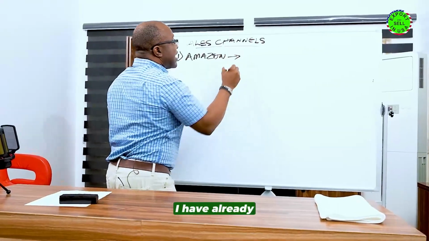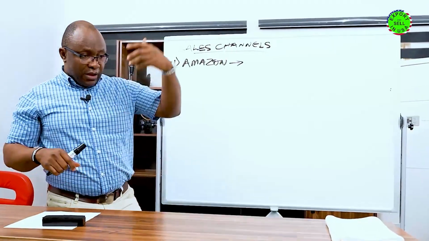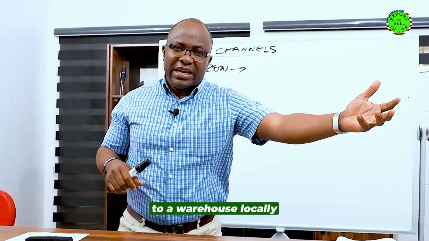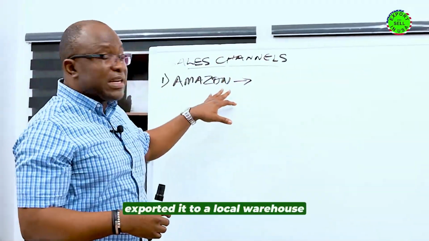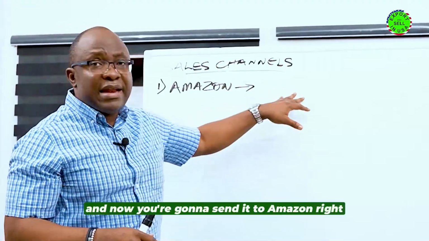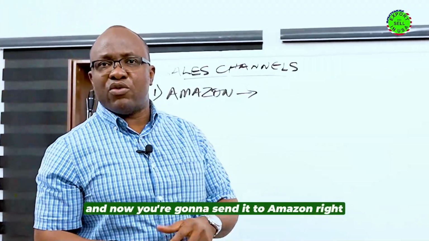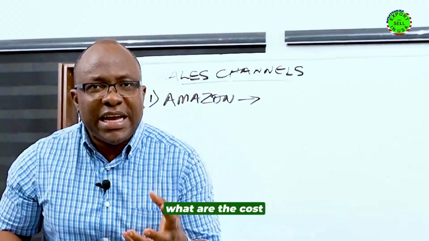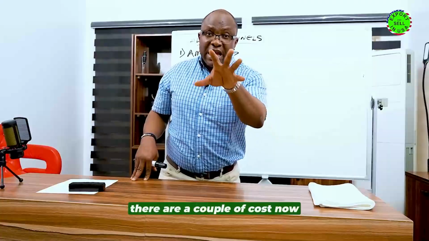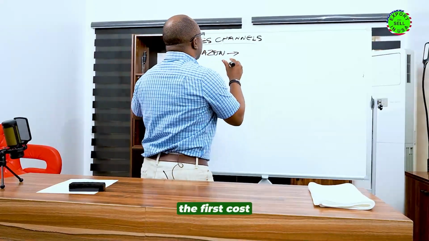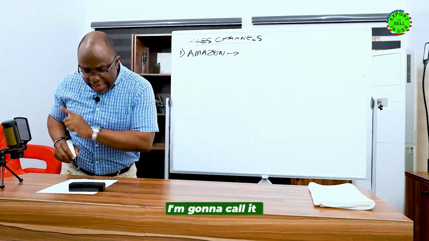Remember, I have already exported these products to a warehouse locally. Like I said, we help you do all this warehousing. You've already exported it to a local warehouse, and now you're going to send it to Amazon, right? What are the costs involved in getting those things to Amazon? There are a couple of costs. Now, the first cost, I'm going to call it AMZ.